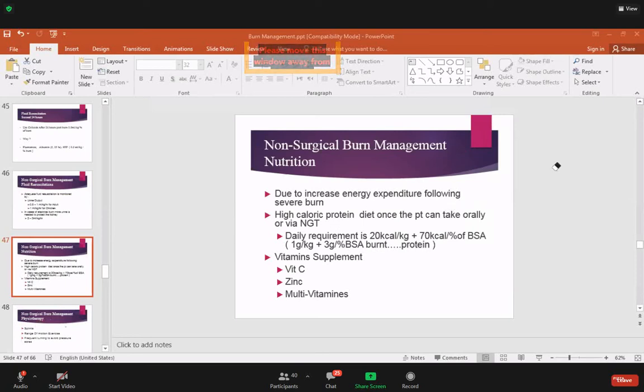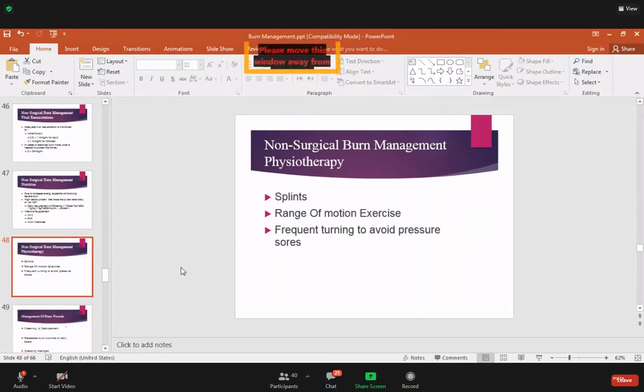Now, non-surgical burn management also includes some splints if the burn is at an area where there is a joint in between. You can give splints to protect against the development of contractures in that area. Once the patient is safe from the initial injury, you can advise exercises for rehabilitation so that the range of motion in that joint area is better.